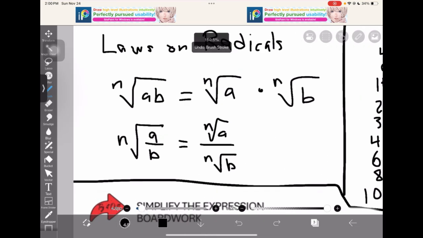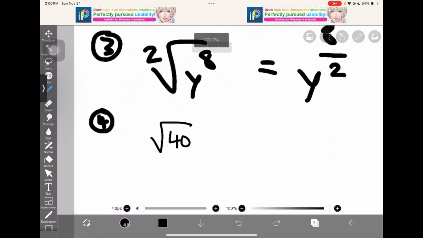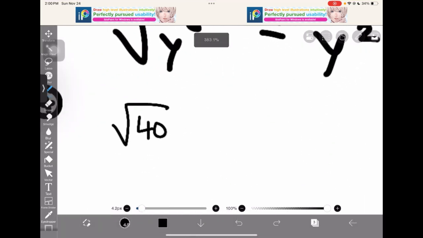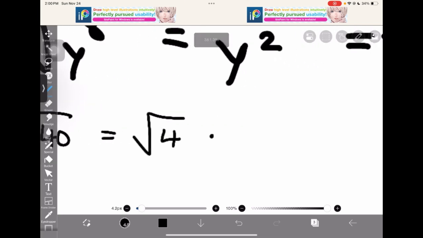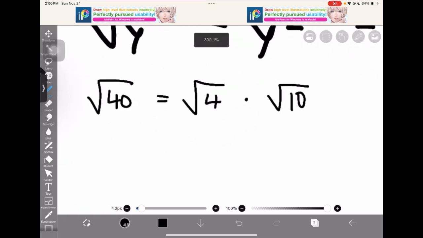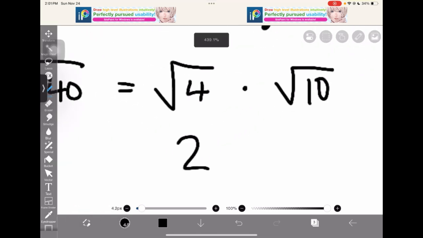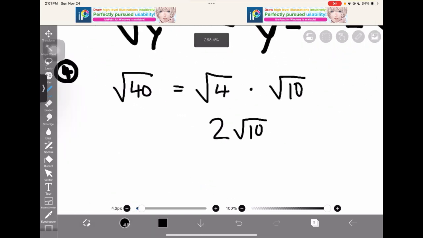And based on this law of radicals, we can also say that the square root of 40 is equal to the square root of 4 times the square root of 10. But we can also derive the square root of 4 into 2, which makes it 2 square root of 10. And that's the answer right there.